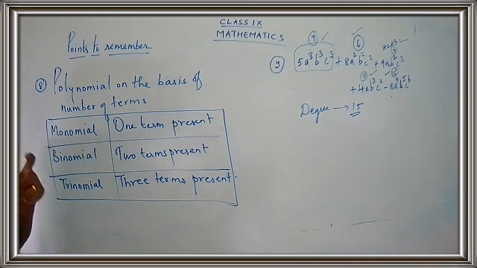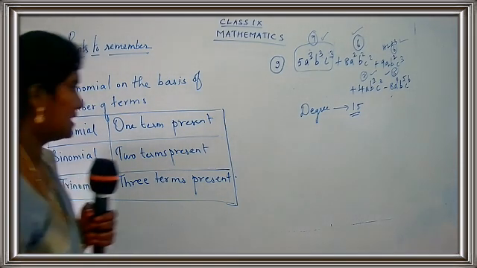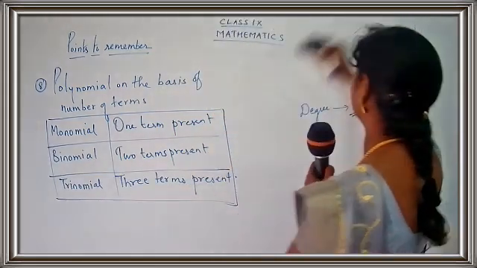Mono means single term, one term. Binomial, bi means two. It's like bisecting, so you have two. Bi means two. Tri means three. What is the meaning of tri? Three. So three terms are present. Clear, children? So let me give some examples for these terms and then we continue with the next one.